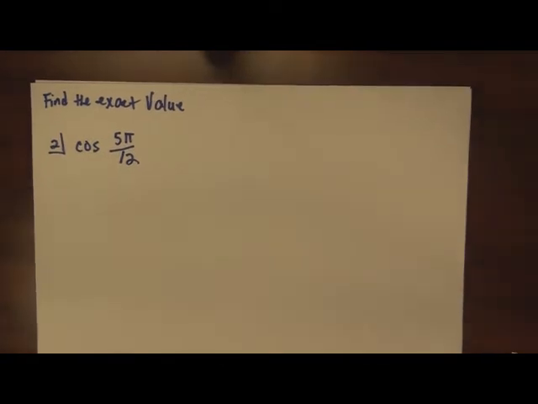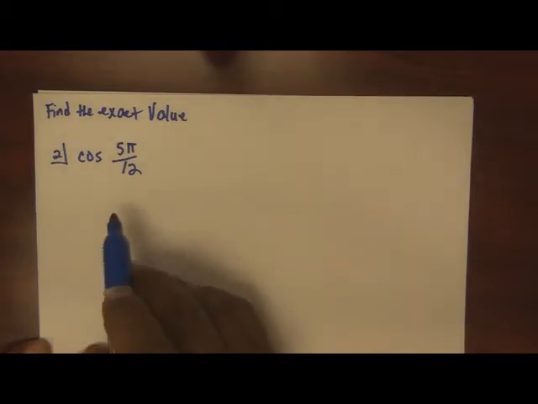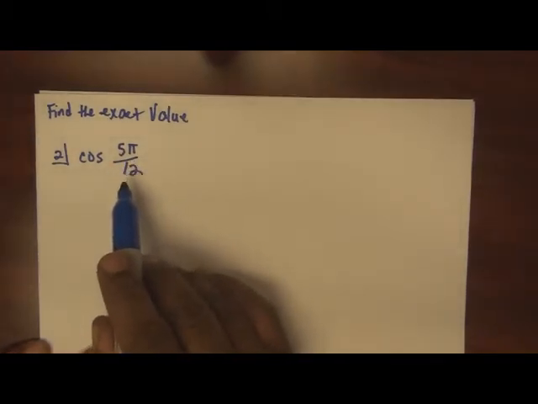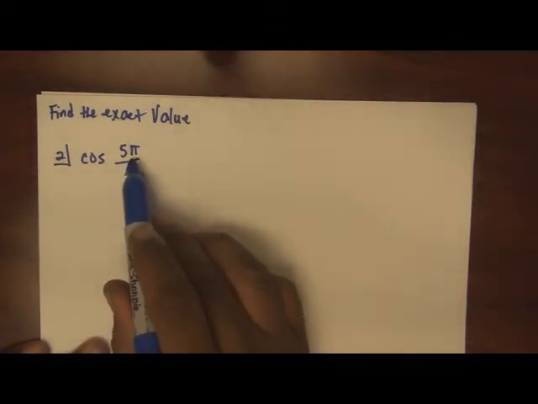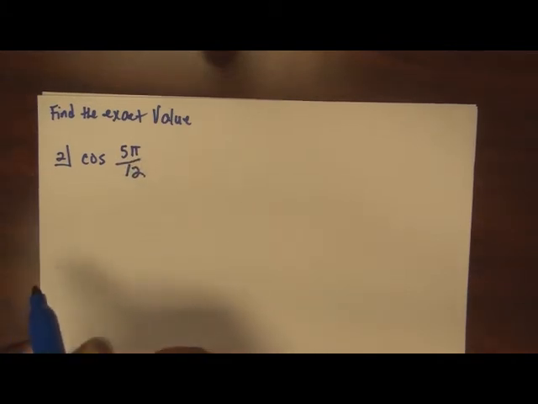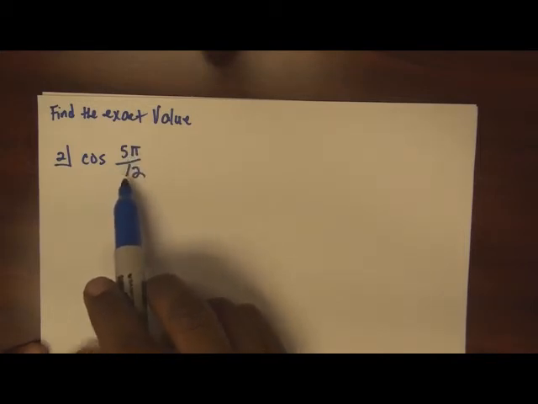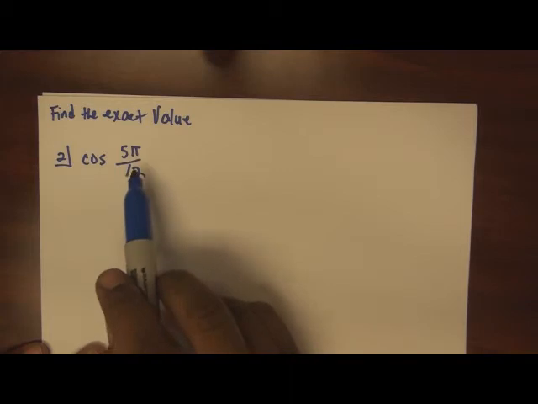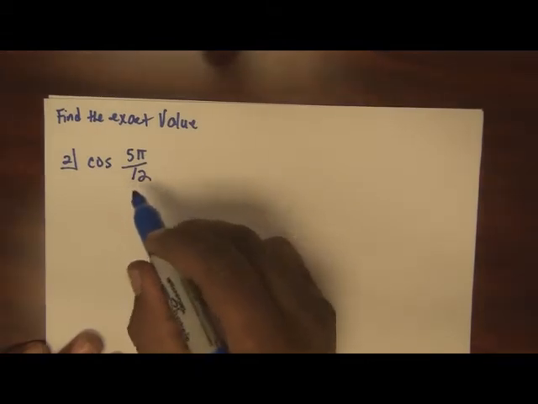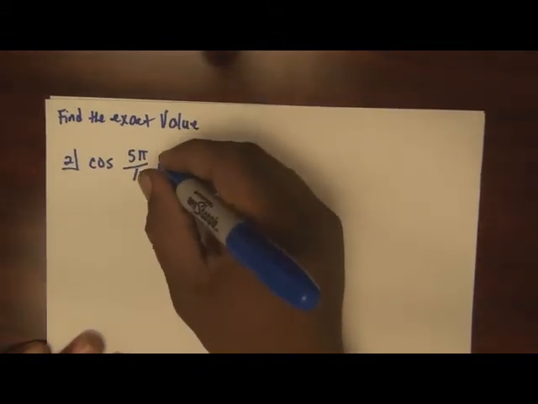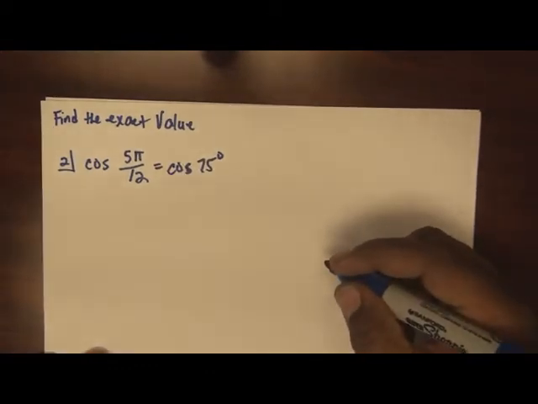Next, we'll find the exact value for the cosine of 5 pi divided by 12. The very first thing I'm going to do is convert 5 pi over 12 to a degree measure. You want to keep in mind that pi is equal to 180 degrees. So if we multiply 5 times 180 and divide that by 12, we see that 5 pi over 12 radians is actually a 75-degree angle. So I'll rewrite the cosine of 5 pi over 12 as the cosine of 75 degrees.